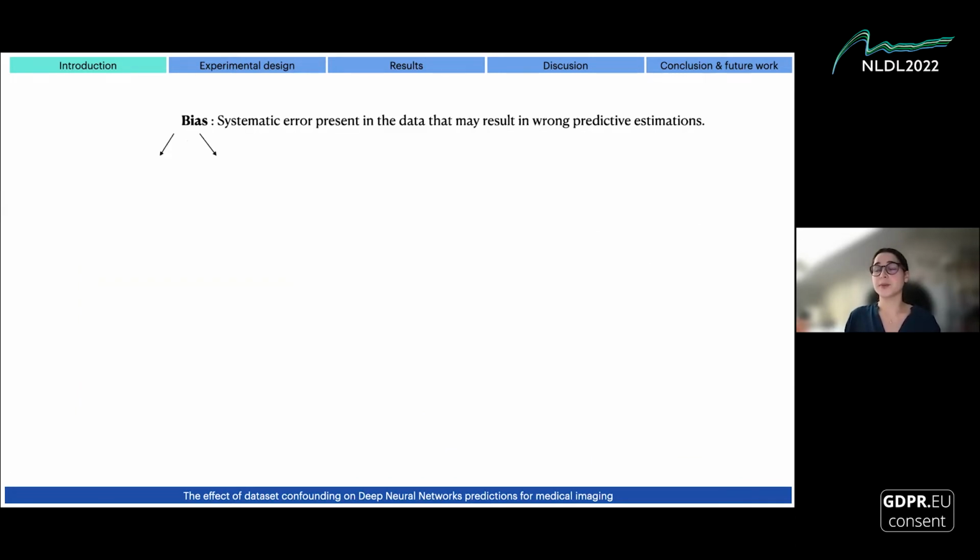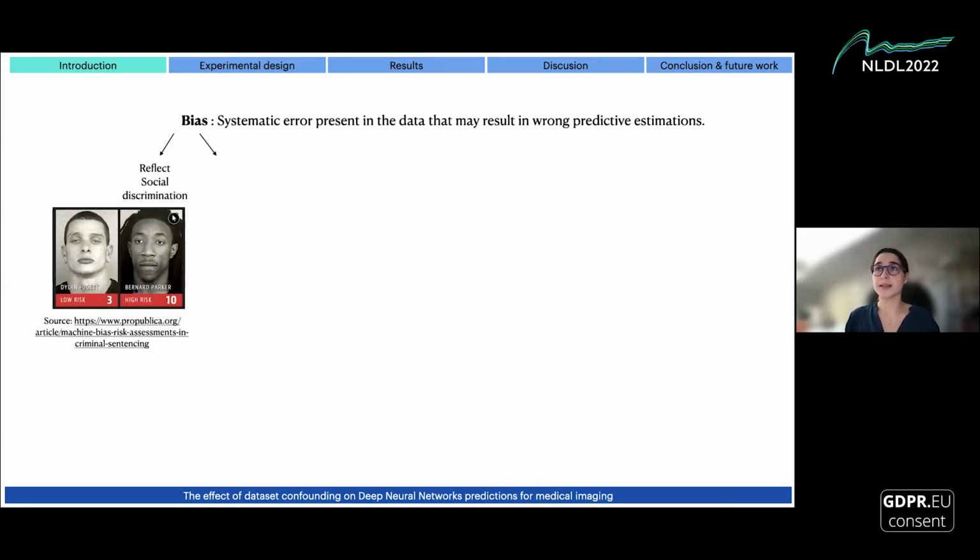What is bias, and why do I think it is so important for this? In the literature, we can find bias defined as any systematic error that is present in the data and is accessible to be learned by the model, and that may result in wrong predictive estimations. Very roughly, we can define two types of bias. On one hand, we have those that reflect social discrimination, and we don't want the model to reflect this. Prominent cases are algorithms that have been proved to be racist, like this one that tried to predict the risk of recidivism in prisoners in the States.